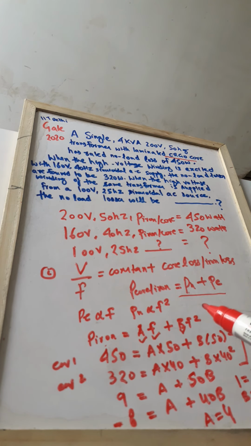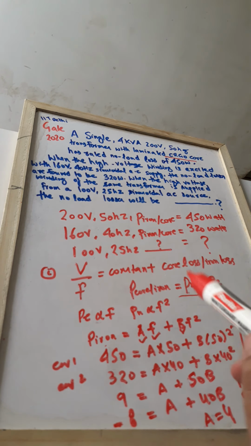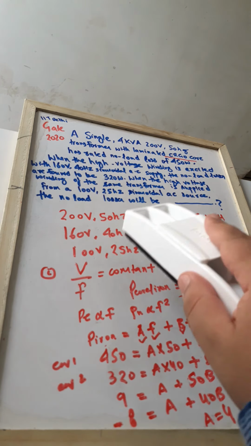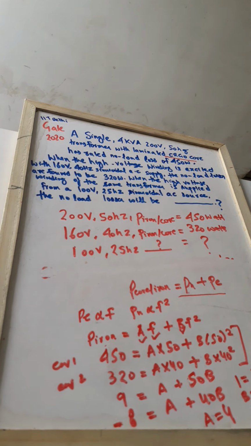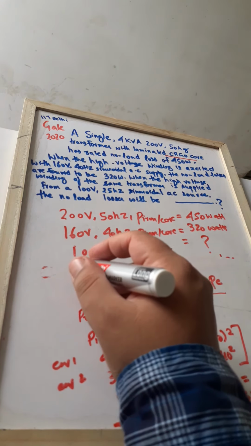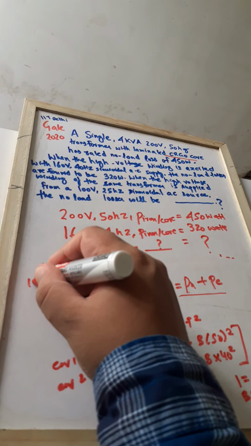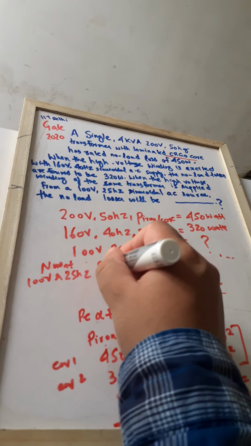So I will substitute now in this equation the value of frequency and see how much is my core loss. My frequency value there happens to be 25 hertz. So I can substitute now at 100 volts and 25 hertz. This V by F ratio is constant and this formula is there. So simple. Now I will substitute my values at 100 volts and 25 hertz. So how much is my P iron?